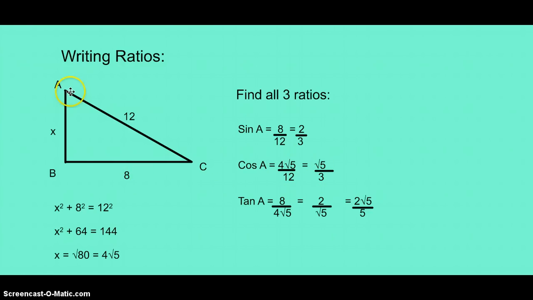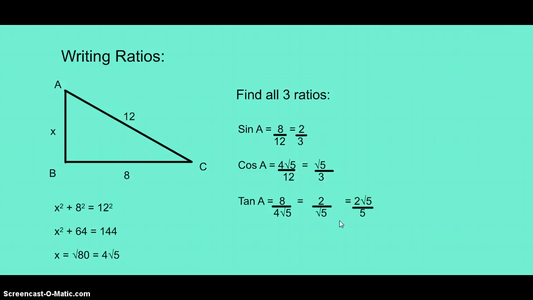Finally, from angle A, our tangent is going to be the opposite, 8, over our adjacent x, which is, again, 4 radical 5. So when we reduce 8 over 4 radical 5, I divide those both by 4, giving 2 over radical 5. Except there is our mathematical rule that we never leave a radical in the denominator, so I need to multiply both the top and bottom by radical 5, making 2 radical 5 over 5.